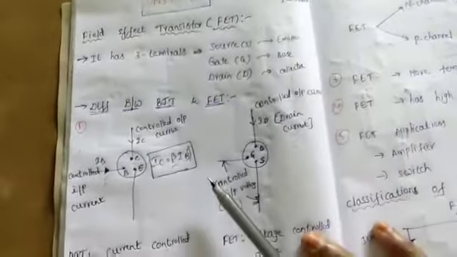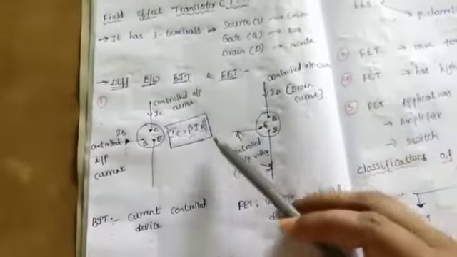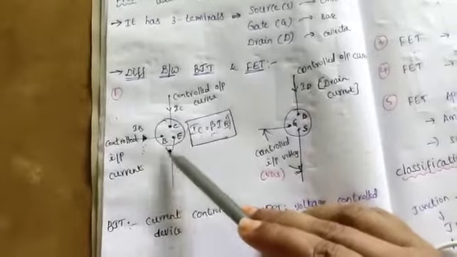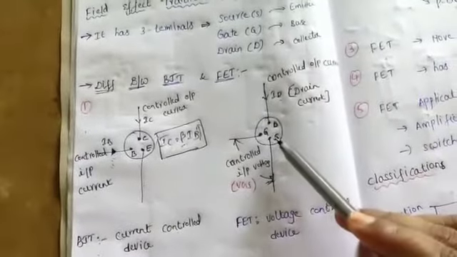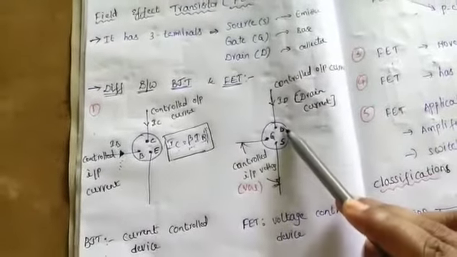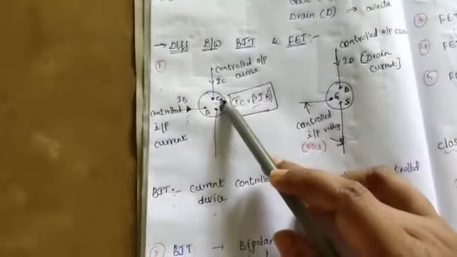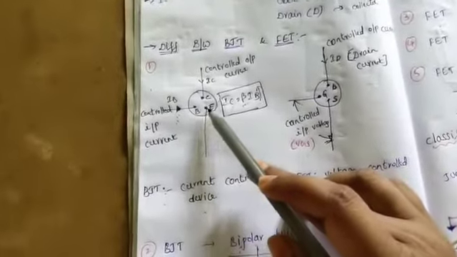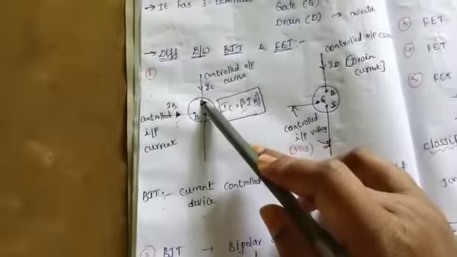So what is the main difference between BJT and FET? We all know that a transistor has 3 terminals: emitter, base, collector. In a similar way the FET has 3 terminals: source, gate, drain. Here the emitter emits the charge carriers towards the collector, and the base terminal passes the charge carriers from emitter to collector, okay. So the collector collects the charge carriers, right.